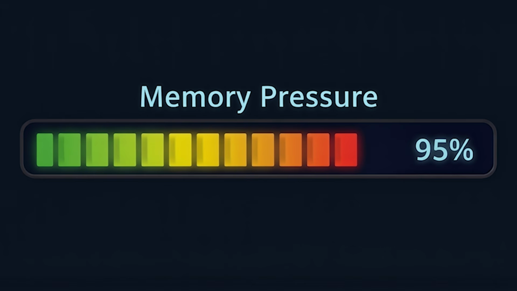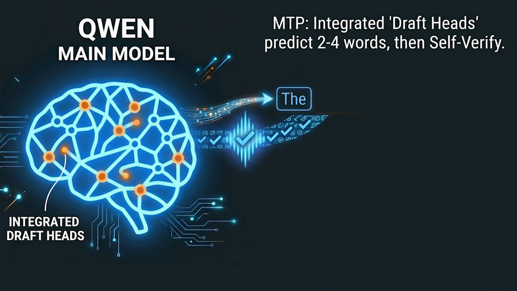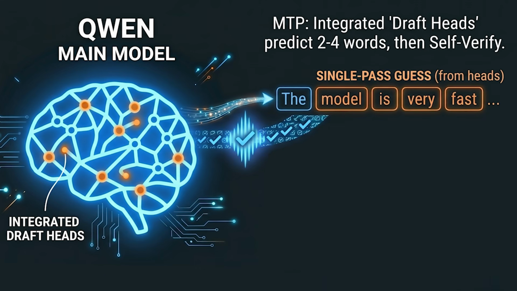But the problem is, running 2 completely separate models at the same time eats up a ton of your computer's memory. With MTP, there is no second tiny model. Instead, the main model, in our case Qwen, has been specially trained with draft heads built directly into it. It essentially thinks ahead on its own.